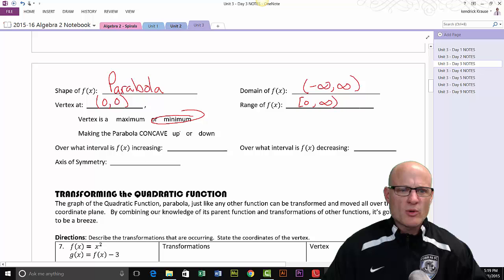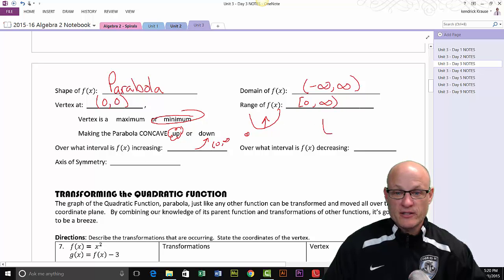All right. Over what intervals is f of x increasing? So it increases on that root from 0 to infinity, and decreasing on the other half of the parabola. See, it's increasing on that half, and then decreasing on that half. So from negative infinity up until 0, it's decreasing. And the axis of symmetry in this case is x equals 0.